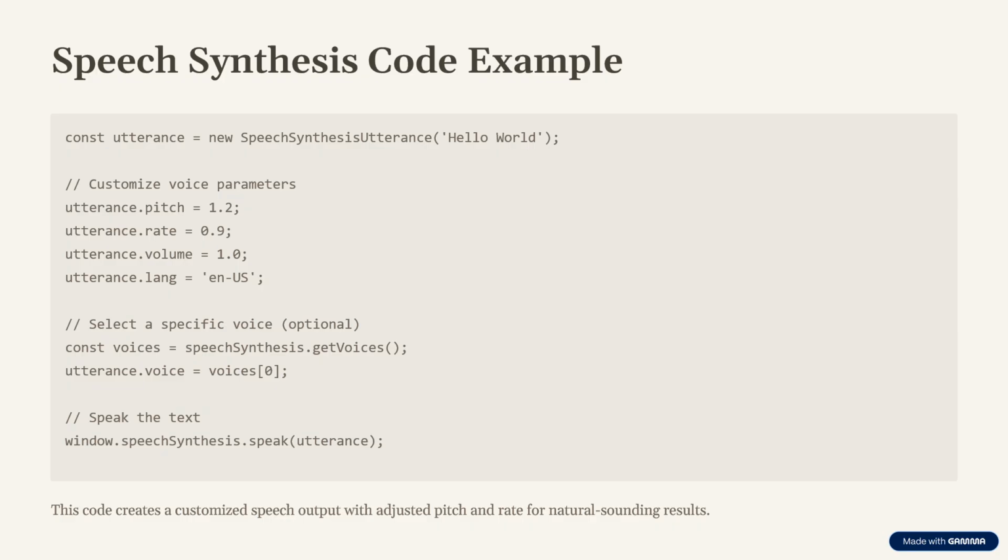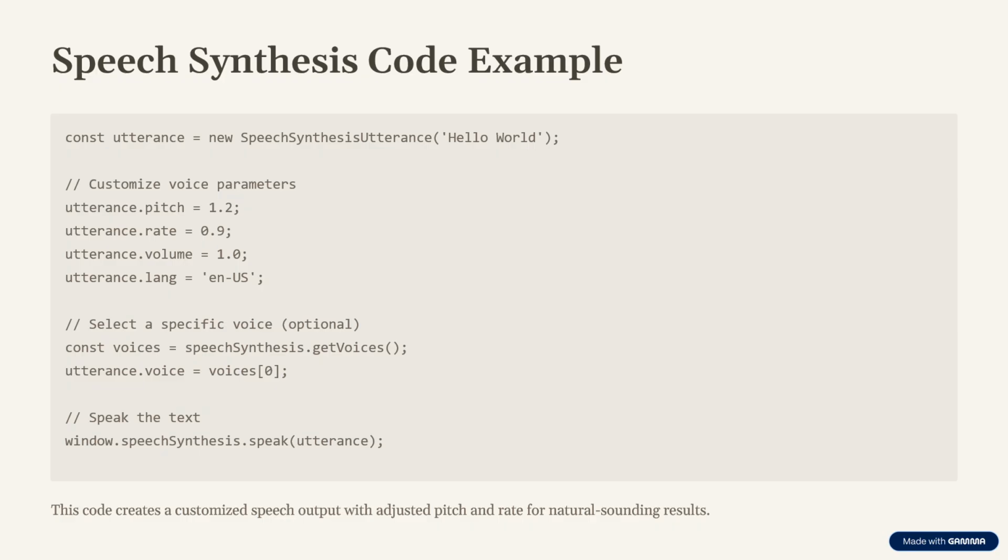So: const utterance = new SpeechSynthesisUtterance('Hello world'). So it will speak Hello world. And here we have the voice parameters that are mentioned: pitch, rate, volume. And we have a language as well, that is English US this time. Select a specific voice; that is optional. If you want to add something, then you can add. If you don't want to, then you can leave it.